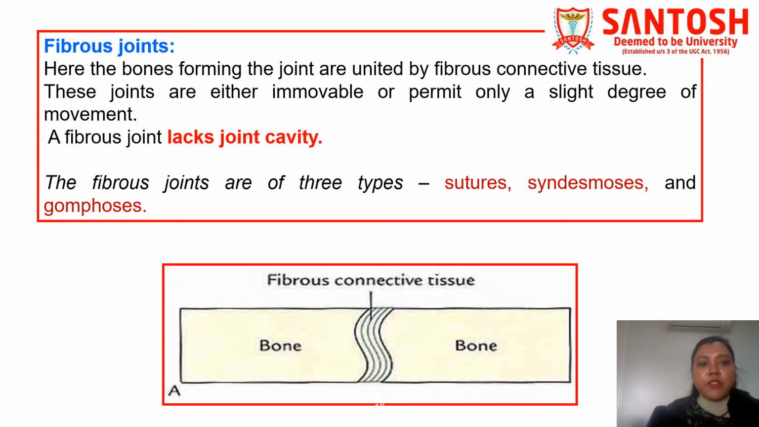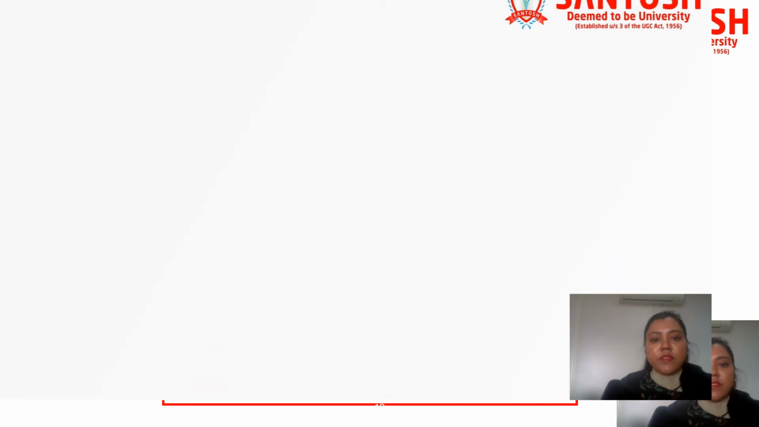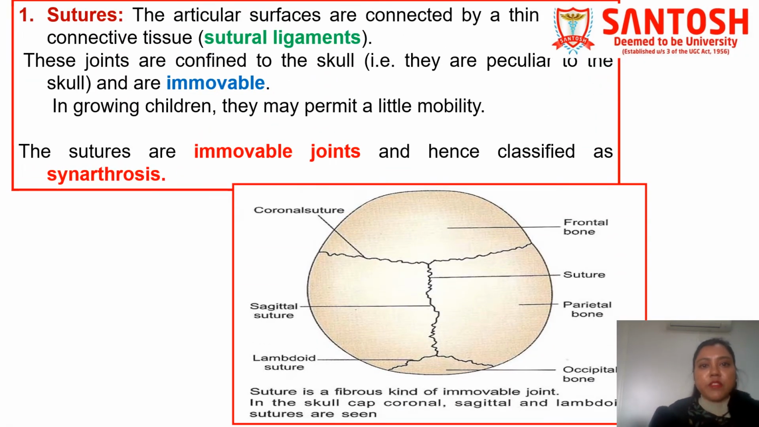So first is the fibrous joint. They lack a joint cavity and they are of three types: sutures, syndesmosis and gomphosis. First is the sutures. Sutures are connected by thin connective tissue. They are confined to the skull. They are immovable joints and are classified as synarthrosis. So the sutures between the bones of the skull are the fibrous type of joint.